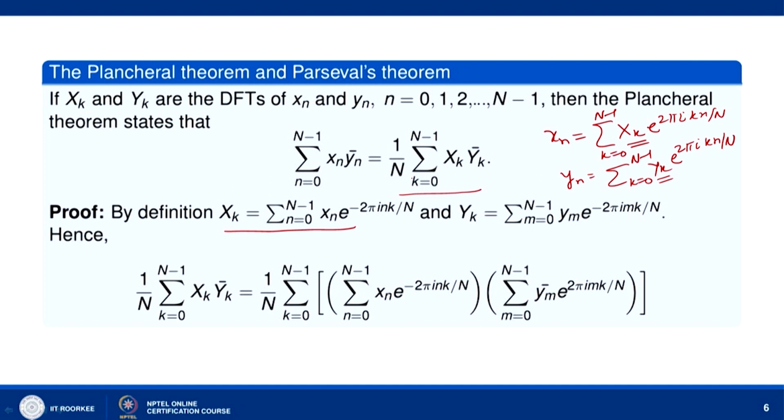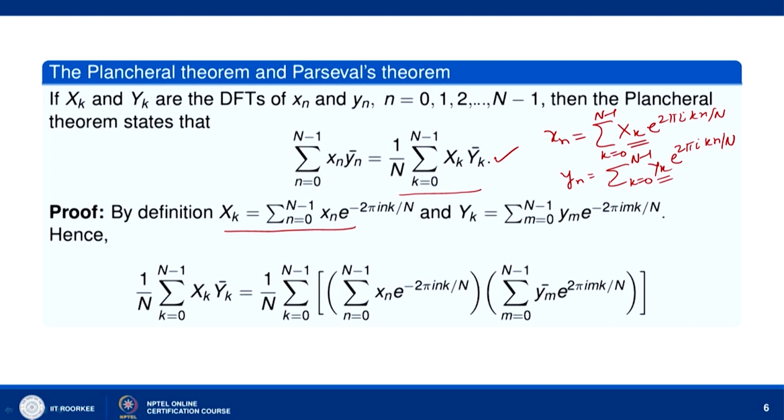Okay. So, let us take the right hand side of this equation. So, 1 by N sigma k equal to 0 to N minus 1 X k Y k bar will be 1 by N sigma k equal to 0 to N minus 1, then you put the value of X k, you put the value of Y k conjugate.